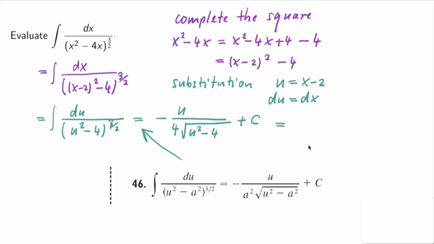And as a final step, we have to make the substitution backwards. So then we get minus x minus 2 divided by 4 root of x minus 2 square minus 4 plus a constant. Again, the tables can be very helpful. And as I mentioned, there are lots of them.